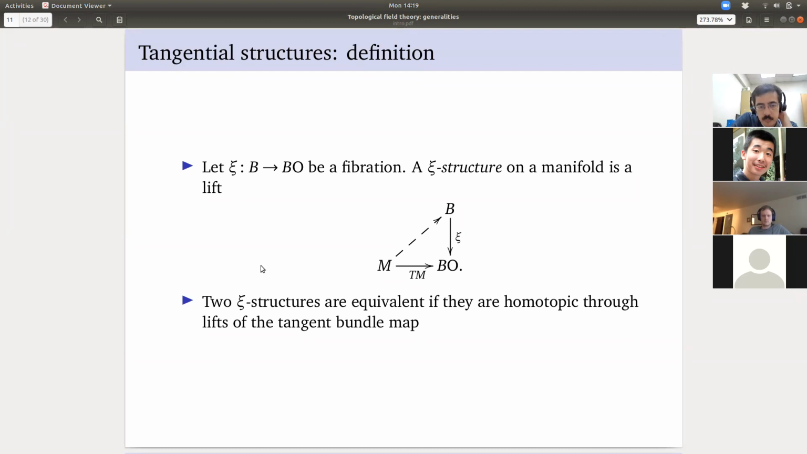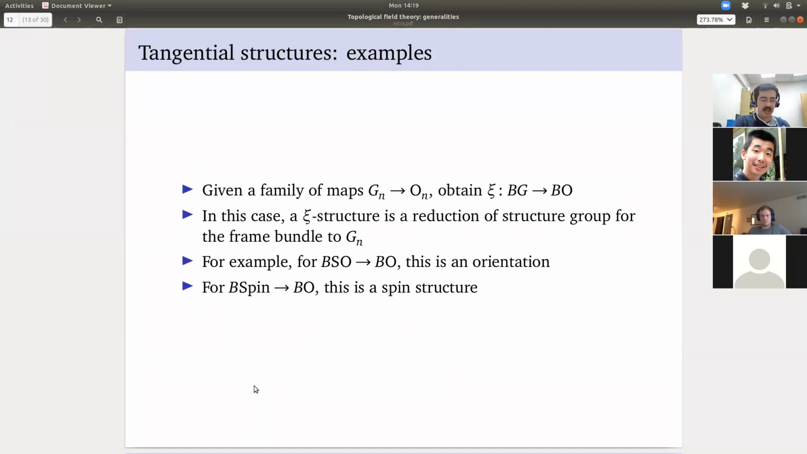So yeah, okay, great. I'm going to give some examples, and then I'm going to check that everyone's happy with the definition. So one key family of examples is, let's say you have a family of maps Gn to On. Then you can stabilize and take the colimit and obtain a Xi structure. So for example, SON into ON is an orientation, and Spin n into ON captures the notion of spin structure. You may have seen the notion of spin structure defined differently, especially in low dimensions, but this is equivalent. And you may have seen this definition given more geometrically.